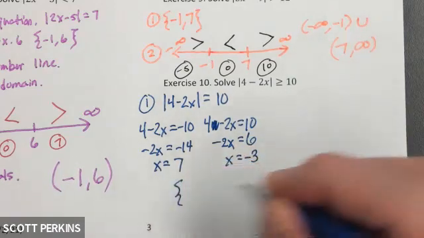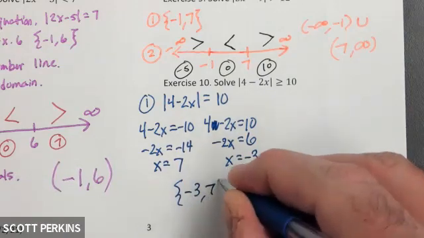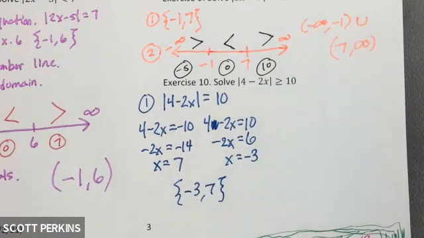So I believe if I've done my work correctly, which you should definitely be checking as things go today, I get negative 3 and 7. Are we so far so good?